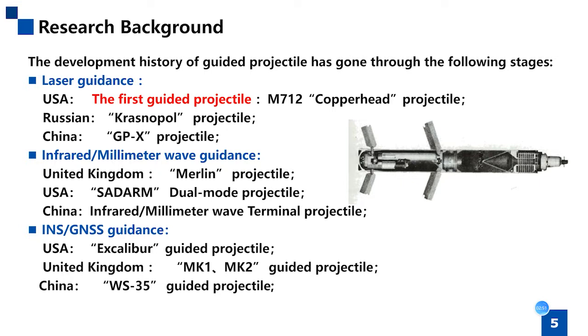The second stage is the infrared and millimeter wave guidance stage. Europe and the United States have the most advanced technology. Now, with the rapid development of GNSS, the third generation, GNSS guidance technology, is playing an important role in modern warfare. The most representative of them are Excalibur, Mk2, and the WS-35.